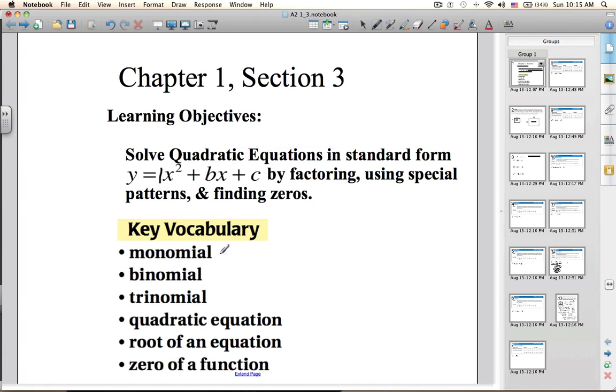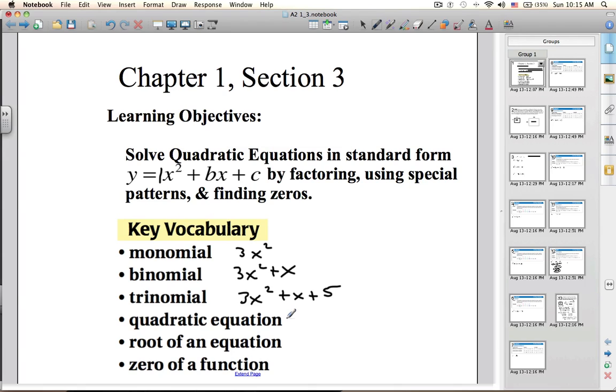Key vocabulary you need to know: a monomial is a polynomial with one term. For instance, we might have 3x squared. That's a single term. Even though it has a coefficient and a variable part that's to a power, it's one term. A binomial has two terms, so we might have 3x squared plus x. A trinomial has three terms. So if I had 3x squared plus x plus 5, that has three terms. Monomial, binomial, trinomial.